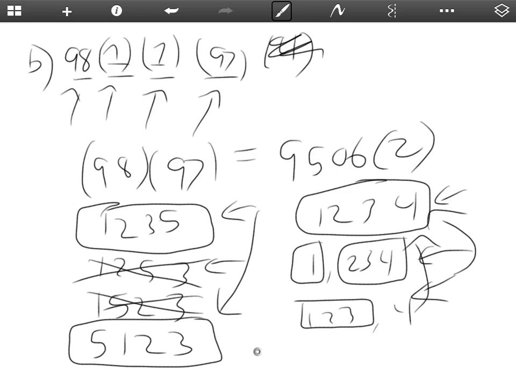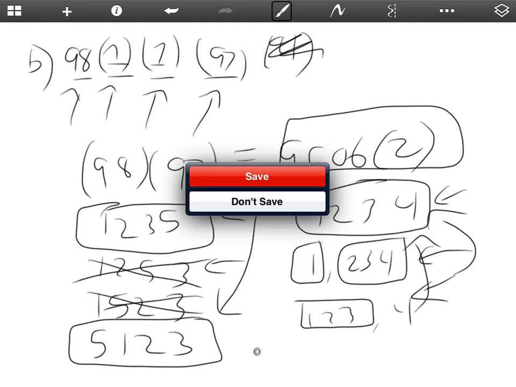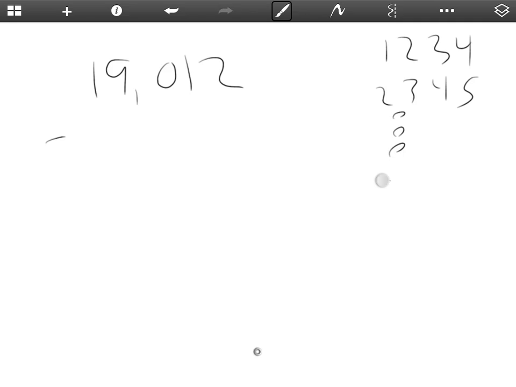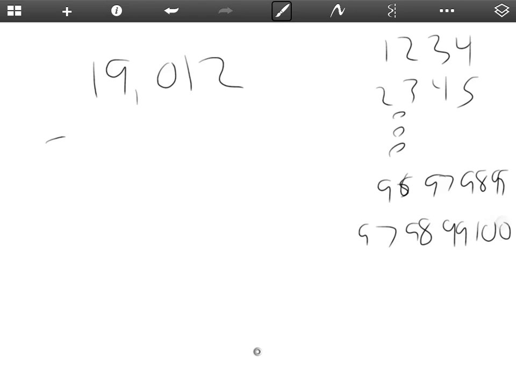Well, first off, let's do 9,506 times 2. Let's see what we get, and then we'll subtract how many duplicates we have. We get 19,012. And we're going to subtract what our duplicates are: 1, 2, 3, 4; 2, 3, 4, 5. Look familiar? All the way to 96, 97, 98, 99; 97, 98, 99, 100. Right? And so you have 97 duplicates, just like last time.